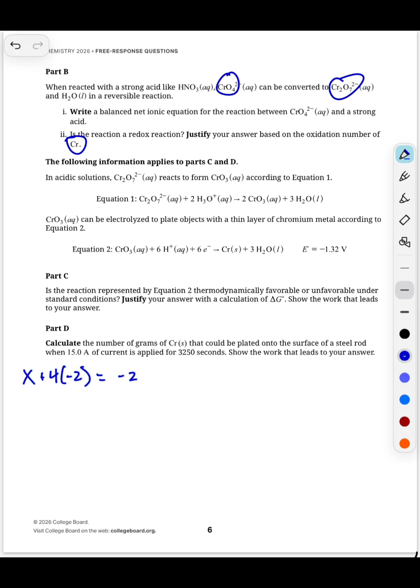Oxygen is very consistent. The only exception is when it's peroxide. It's not peroxide here, so it's going to be -2. And then we have a little bit of fun with algebra here. So then this becomes -8. So that means the chromium here has to have a +6 charge in the CrO4 2-.